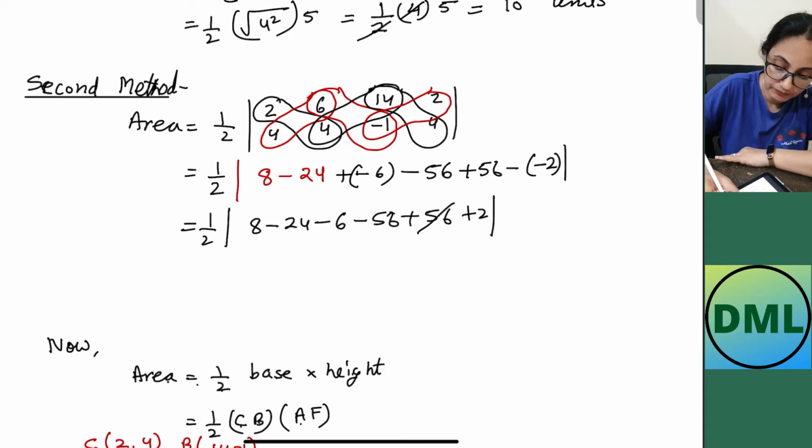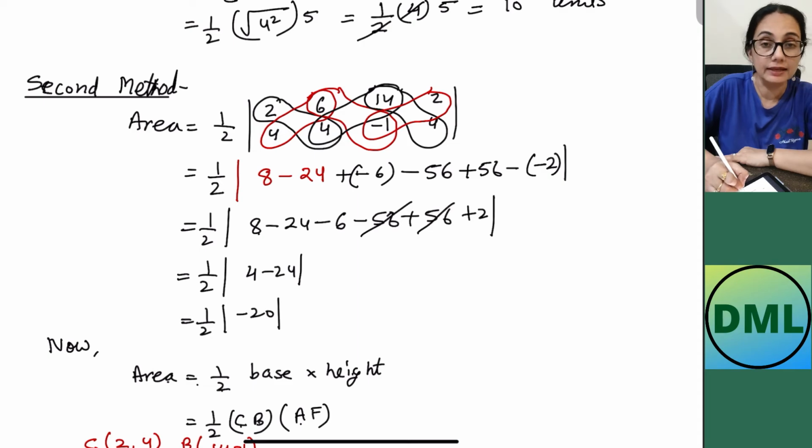As you can see, 56 will get cancelled with 56. That is equal to half mod 8 minus 6 is 2. 2 plus 2 is 4. So 4 minus 24. Put the mod back again. So it is equal to half negative 20.